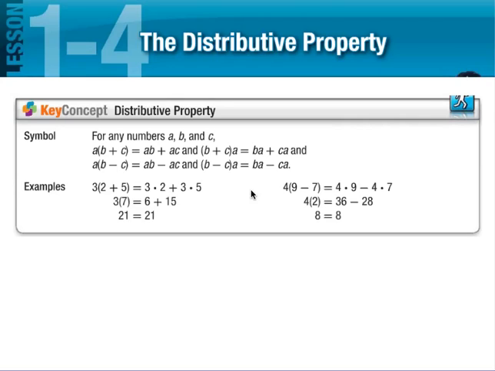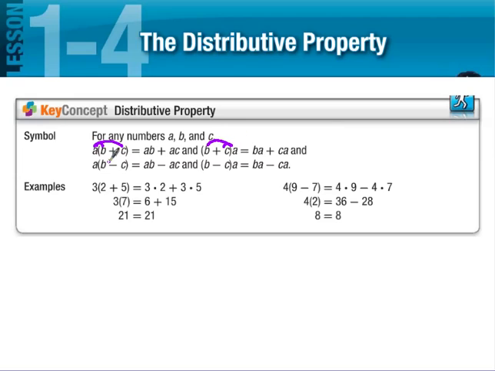Distributive property. This is something that you've seen before, so it should be nothing new. If we look here, it's taken from your book. It says for any numbers A, B, and C, A times the quantity B plus C equals A times B plus A times C. Likewise, if you have B plus C, the quantity times A, that's going to equal B times A plus C times A. See how that works?